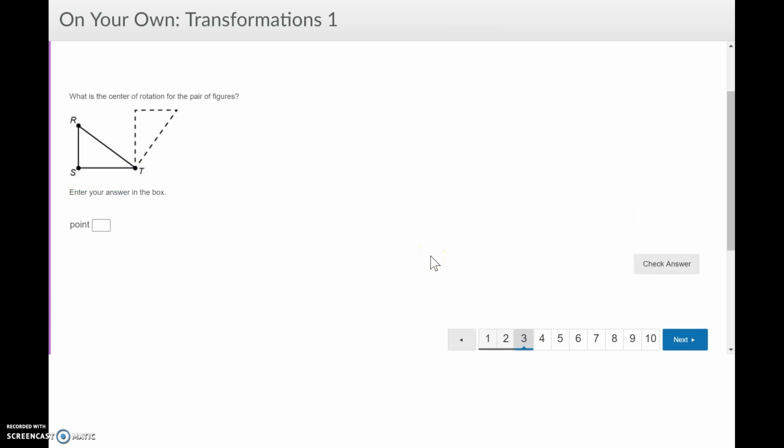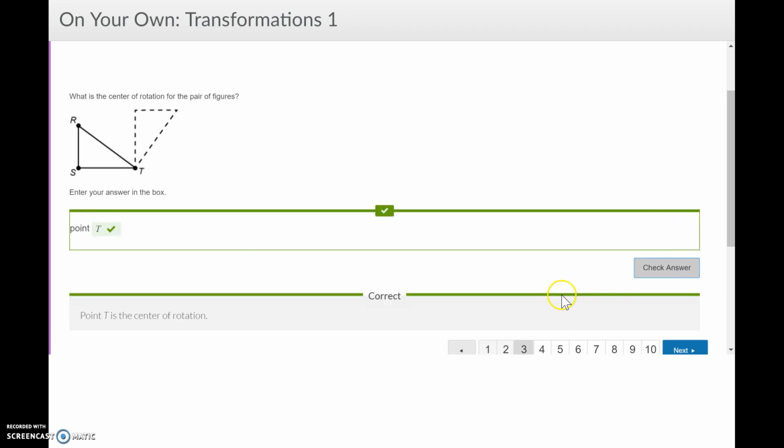All right. So now, what is the center of rotation for this pair of figures? It started here at the solid line and goes to the dotted line, which is the transformation. So it looks like it rotated on this point here, T. Excellent.